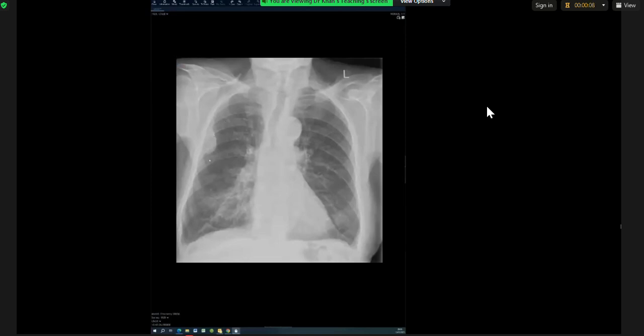And actually in the left lower zone, there is an irregular opacity that could be a holly leaf sign in the left lower zone, which might represent... I would normally window to look at the hemidiaphragms to see if there's any pleural plaques in that region. Elsewhere, I can't appreciate any hilar lymphadenopathy. And there's mild blunting of bilateral costophrenic angles, which might represent a small pleural effusion.